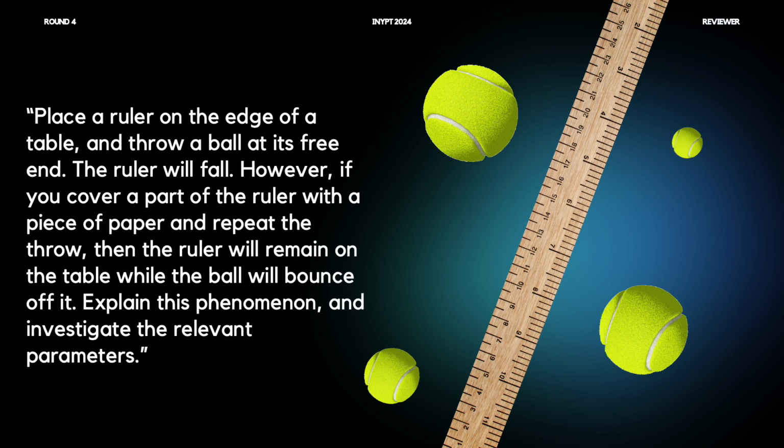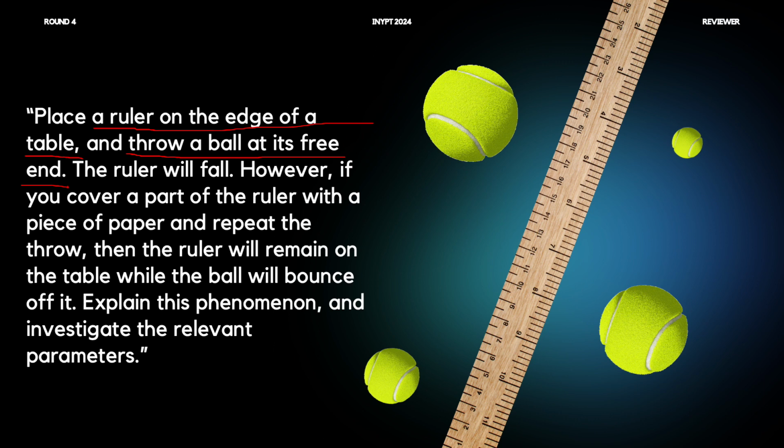So firstly, I will underline the main pointers according to me to investigate and know more about the experiment. So if we come to the setup of the experiment, a ruler on the edge of a table needs to be set up, and then in the primary stage of the experiment, a ball needs to be thrown at the free end of the ruler without any other object covering the ruler. The ruler in this case will just fall.